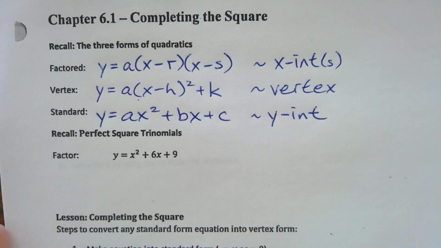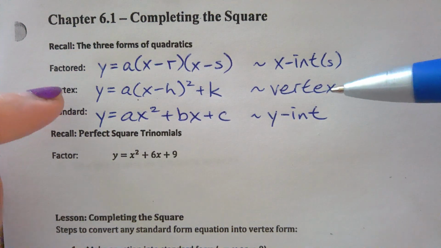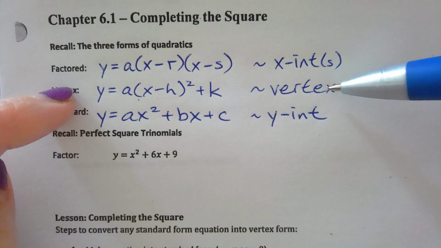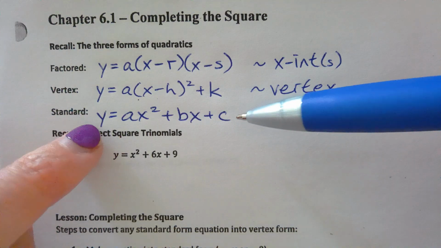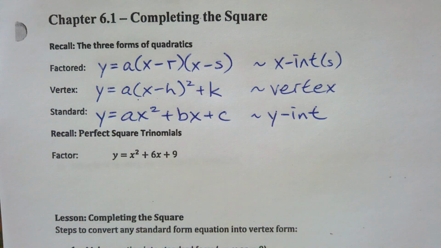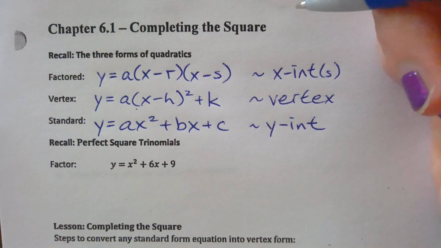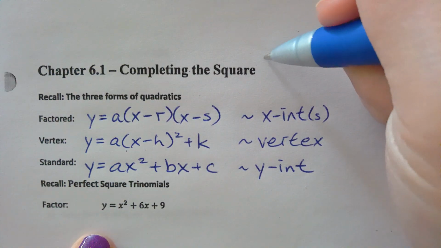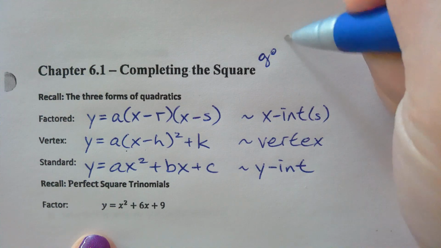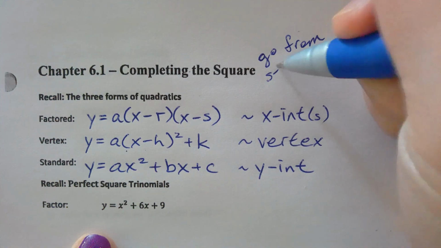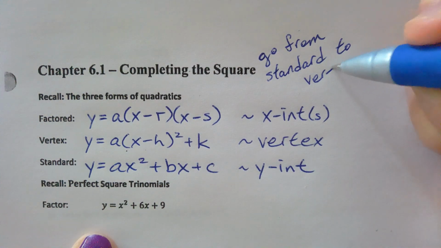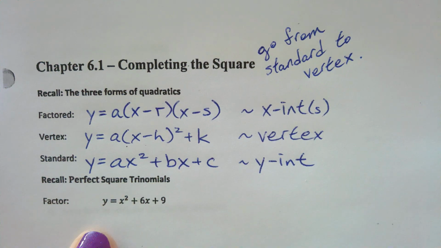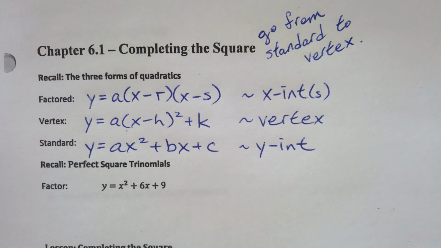So what we've learned is if we are given this form or this form, we can expand and simplify to get the standard form. What we're doing today is if you're given standard form, how do we go back to vertex form? That's completing the square. So completing the square tells you to go from standard to vertex. That's why we have to do completing the square.